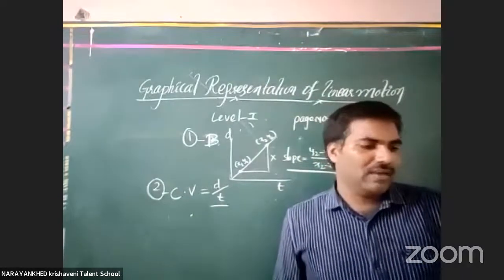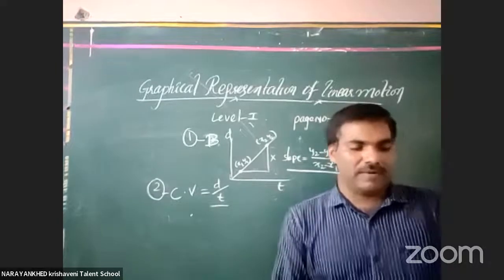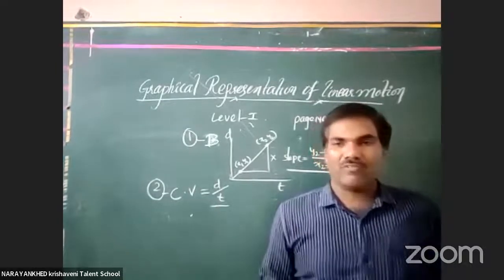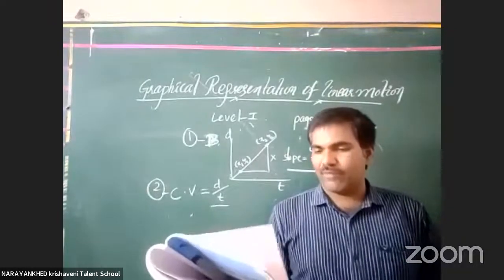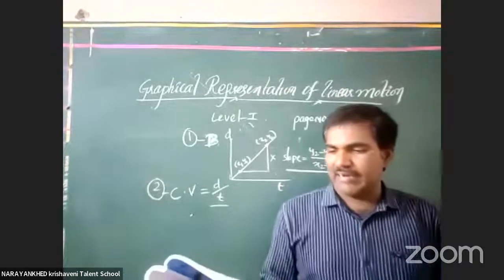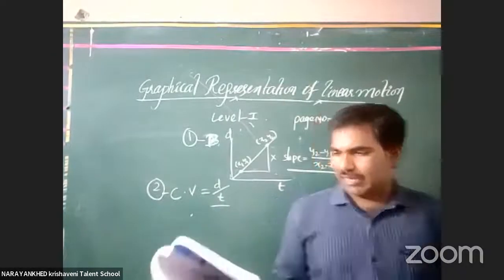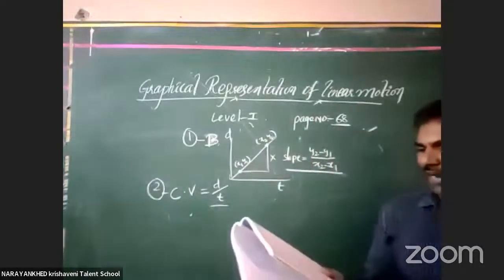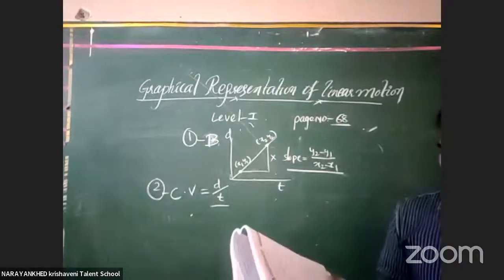The distance and time graph for a body with a speed is a straight line, parallel to the time axis. Choose the alternative which completes the given statement. Okay, clear or not all the students? Once again I repeat it. The distance and time graph for a body with a speed is a straight line, parallel to the time axis. Choose the alternative which completes the given statement. Okay, clear or not?